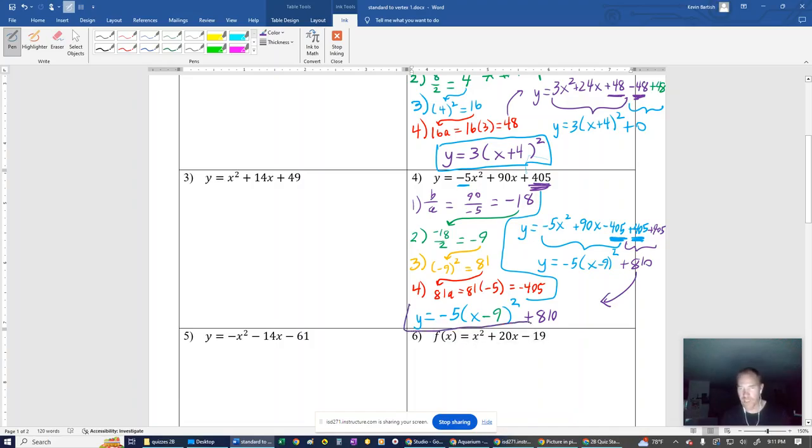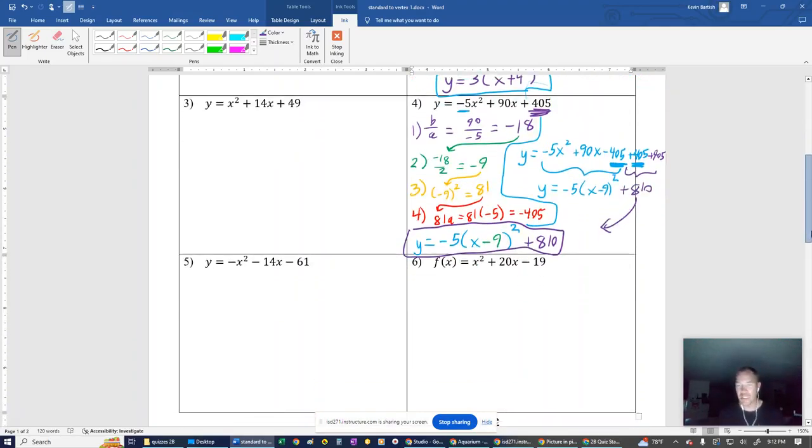And I'm definitely going to check this one. And I got my answer. It's got a lot of different colors on it, but that's okay. So that's me changing number 4 from standard form to vertex form by completing the square, the way that I do it. All right, we'll do one more, and then I'll probably come back and check number 4 because I'm a little bit nervous about those numbers.